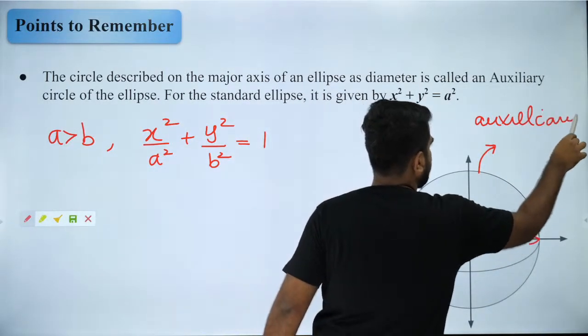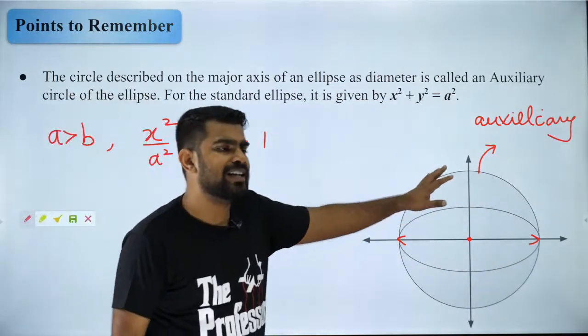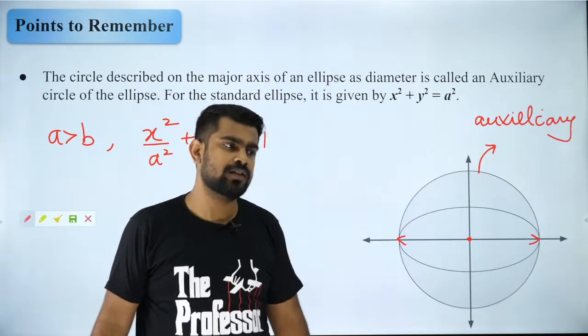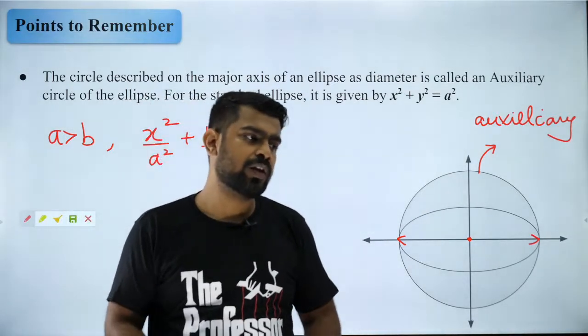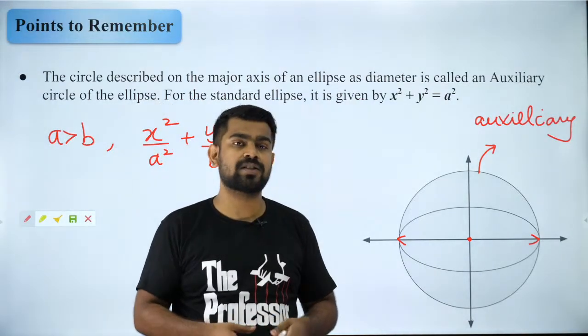Are you all clear with it? Everybody? That is what my auxiliary circle looks like. Are you all clear? Orthogonal pair of perpendicular tangents.